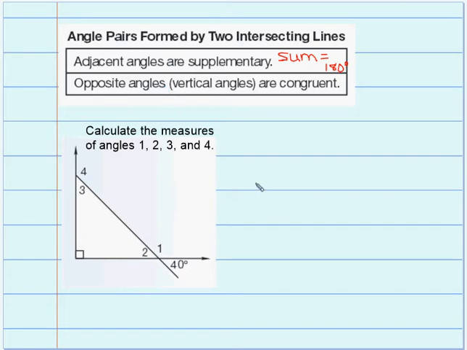Okay, both of these facts that you have just been given, you're already aware of. So solving problems like this shouldn't be that difficult. So if you want to try to solve for angle 1, 2, 3, and 4, pause the video and then resume when you have an answer.